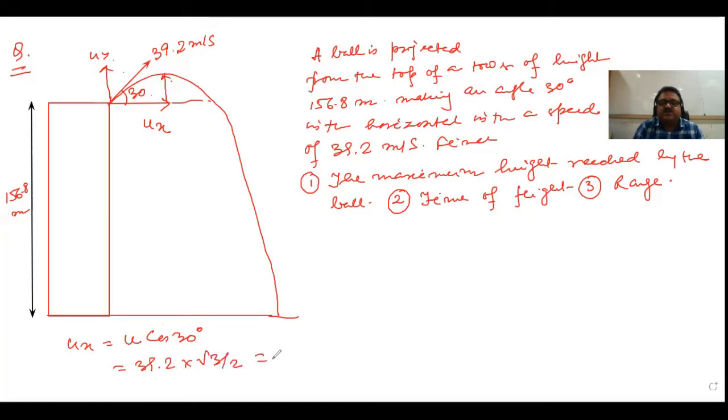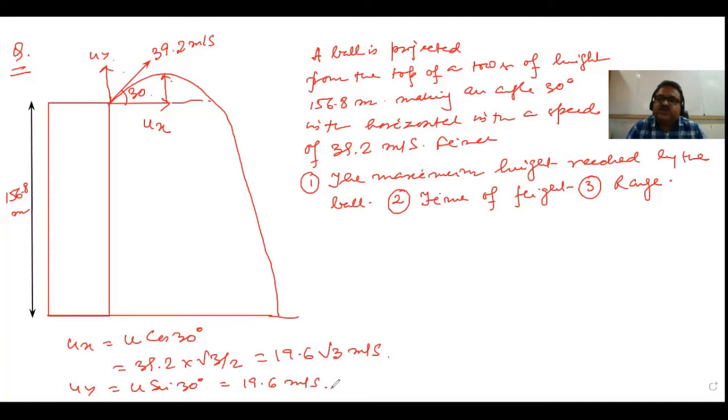And it is, I think, 19.6. 19 to the 38. 19 root 0.6 root 3 meter per second. It is the velocity along this direction. What is the velocity along y-axis? That is u sin 30, that is 19.6 meter per second. Okay.